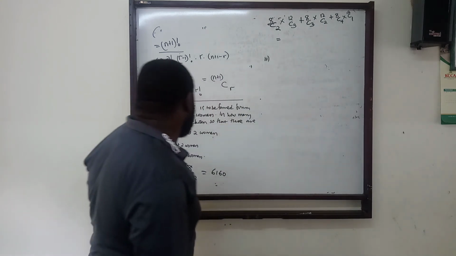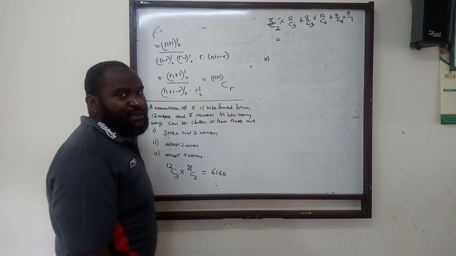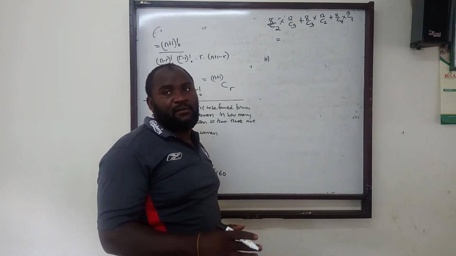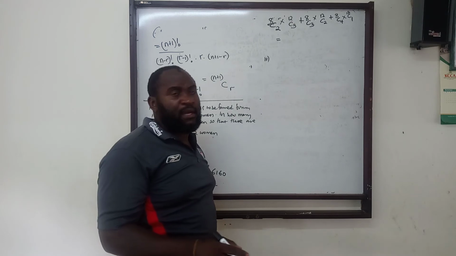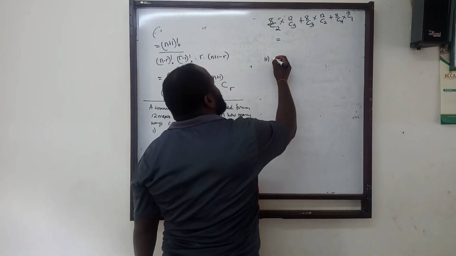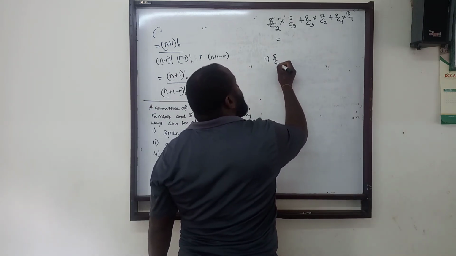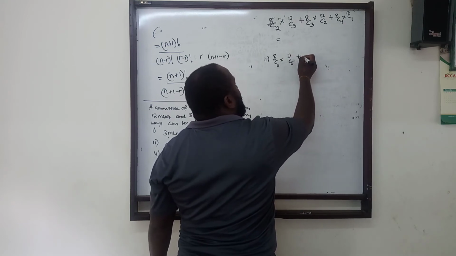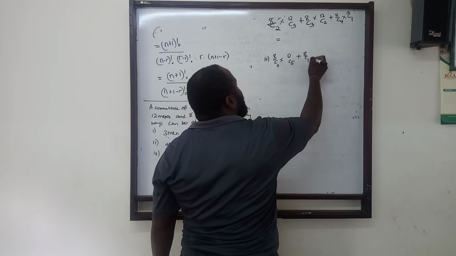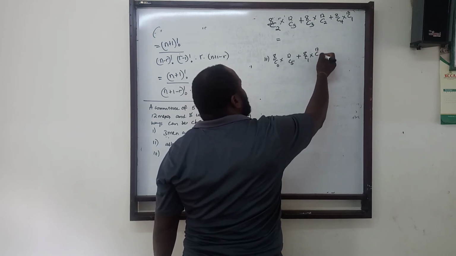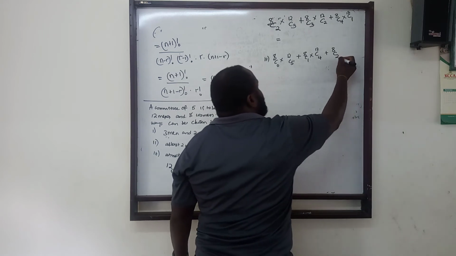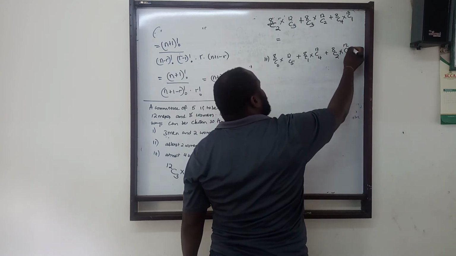And when you come to case 3, at most 4 women. At most 4 women means you cannot exceed 4 women. But at most means you can start from no woman, and all of them are men. Or you can have 1 woman and how many men? 4 men. Or you can have 2 women and how many men?